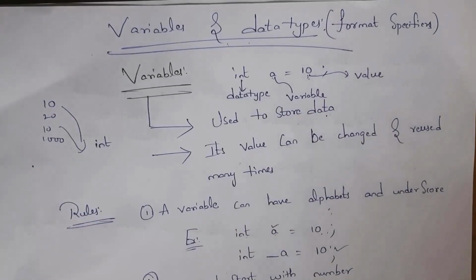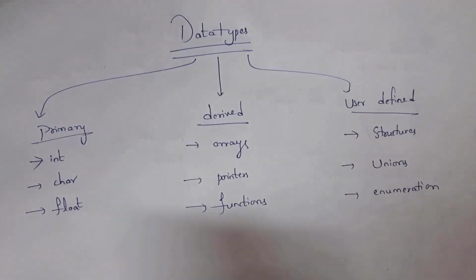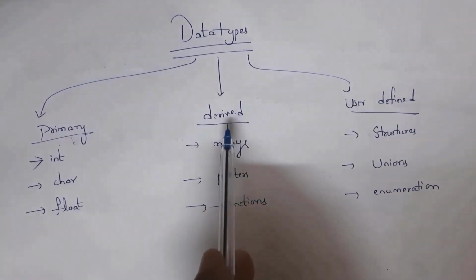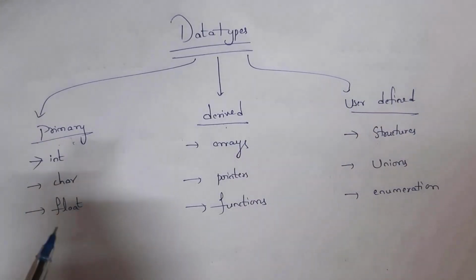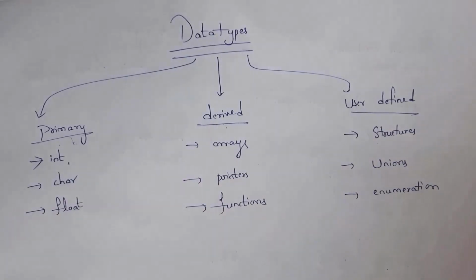Next I will explain data types in C. Along with data types, I will also cover what format specifiers are. There are 3 data types in C. The first one is the primary data type, the second one is the derived data type, and the third one is the user defined data type. The primary data type contains the integer data type, character data type, and float data type.